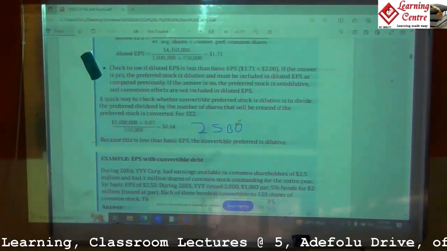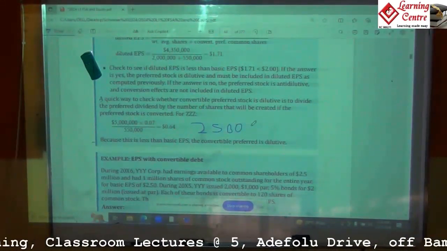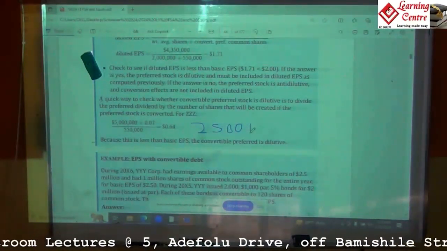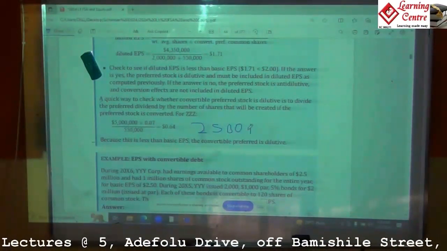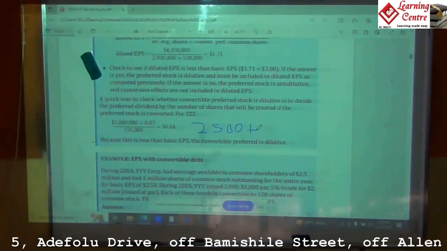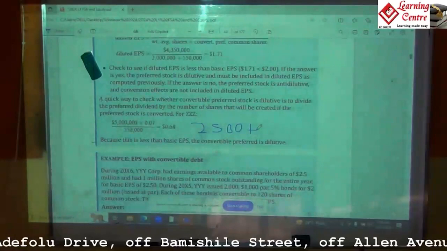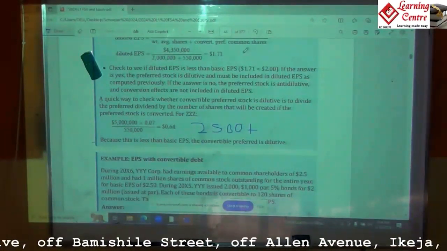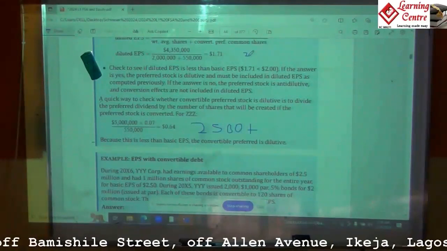At that point, now we are adding back our interest. So let's add back our interest now. What's our interest now? We're told that the bond is convertible, 2,000 at 1,000 per, at 5%. So what you will do is you go somewhere, do 2,000.